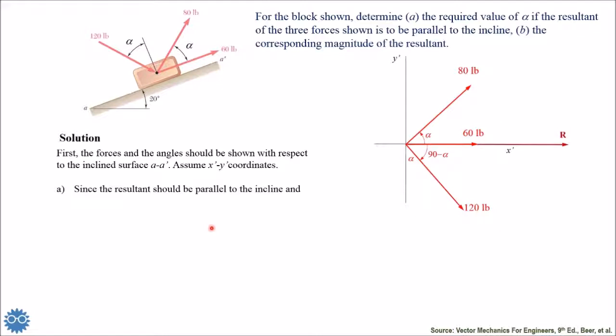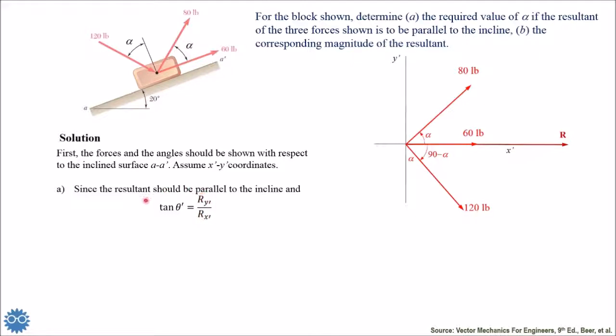Okay. Now, since the resultant should be parallel to the incline, like this, as you see here, that means the resultant, as I said before, will be in the same direction of the 60-pound force, so it could be drawn like this, no problem. Yes, we don't know its magnitude, but we know its direction. It is in the direction of x prime. Then we know that tan theta prime, where theta prime is the angle of the resultant with respect to x prime, is equal to Ry prime over Rx prime.